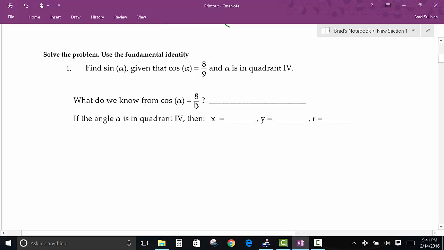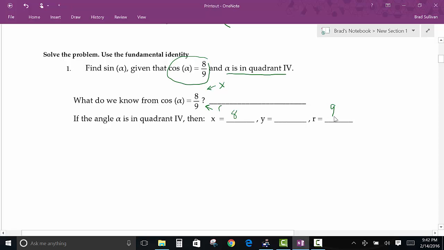So what we're going to do on this one is, I basically have given you the value of the cosine, and I've given you that alpha is in quadrant 4. This doesn't really have much bearing on this problem, but I want to just remind you that if I've given you the cosine as 8 over 9, that means I've really given you that x is 8, and I've given you that r is 9.